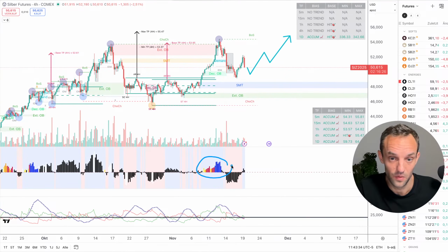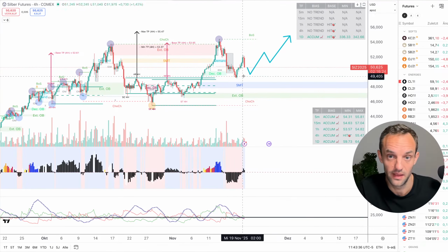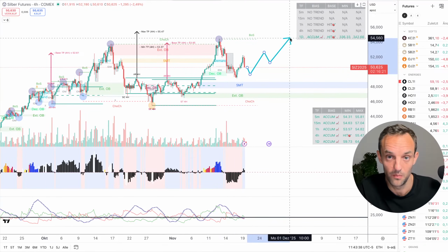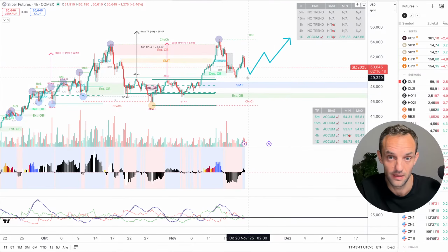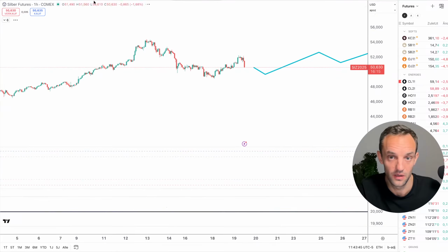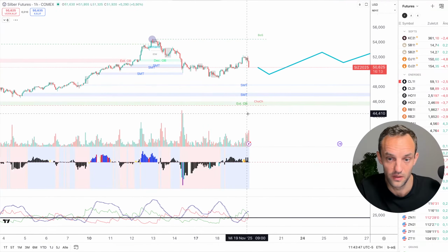But we see that we have a lot of buyers here, and they will come back somewhere. Trend is to the upside on the 4-hour. Let's take a look at the 1-hour chart.